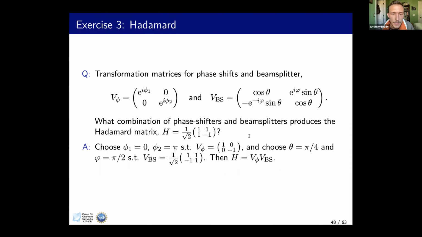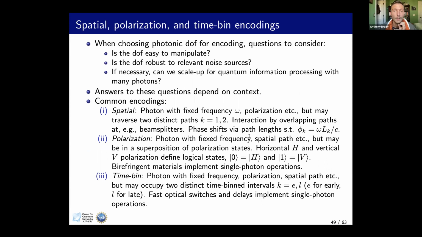I think you actually need these extra phase shifts to implement the Hadamard, but you can do so with a combination of both. So, for example, choose phi 1 equals 0 and phi 2 equals pi for the phase shifter, so that the phase shift matrix is basically a Pauli Z. And then choose theta equals pi over 4 and phi equals pi over 2. So the beam splitter is basically some combination of identity and a Pauli Y. Then you can show that the product of these two matrices is actually the Hadamard matrix. So again, you can do a Hadamard matrix with the phase shifts and beam splitters. These are just examples of what I said before, that you can implement any single qubit operations with phase shifts and beam splitters on single photons.